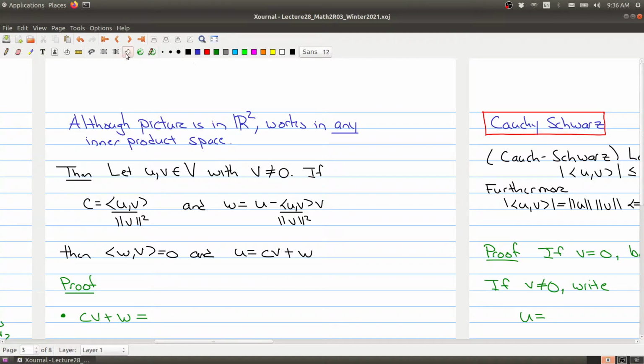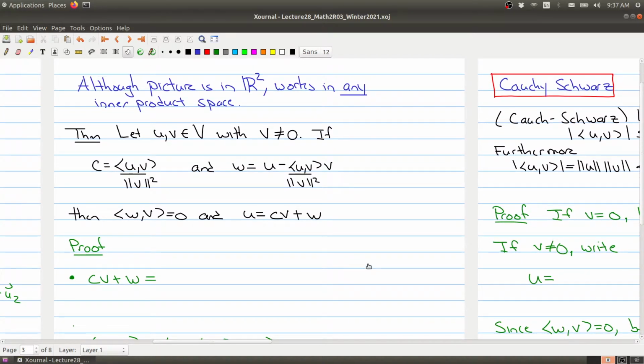So in particular, what we're going to prove is that if we're given any two vectors u and v, and we take some non-zero vector v, and we set c to be the inner product of u and v divided by the norm of v squared, and we set w to be this particular vector, then w and v are orthogonal to each other, and what you have is what we wanted. We have the vector u equal to some scalar multiple of v plus a vector orthogonal to the vector v that we started with. So we can always find this decomposition, which will sometimes be useful in our proof.